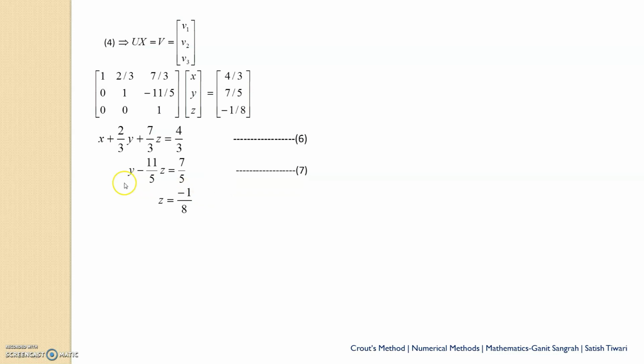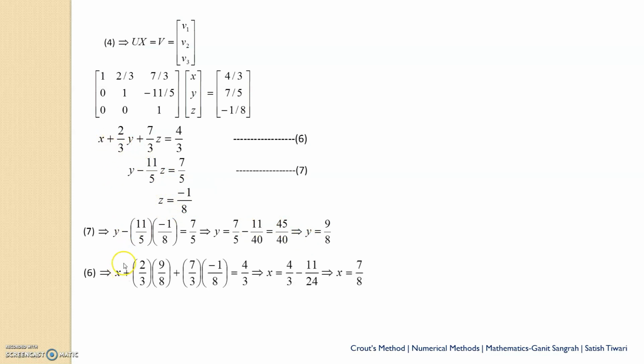Okay. Now we will use the back substitution to get the value of y and x. So we know the value of z. I substitute here. We will get the value of y. Now after getting the value of y, that is 9 by 8, we will substitute the value of z and y in the equation number 6, so that we will get the value of x. So here I just substitute the values of y and z, simplify the equation. We get x as 7 by 8. Calculation is here.